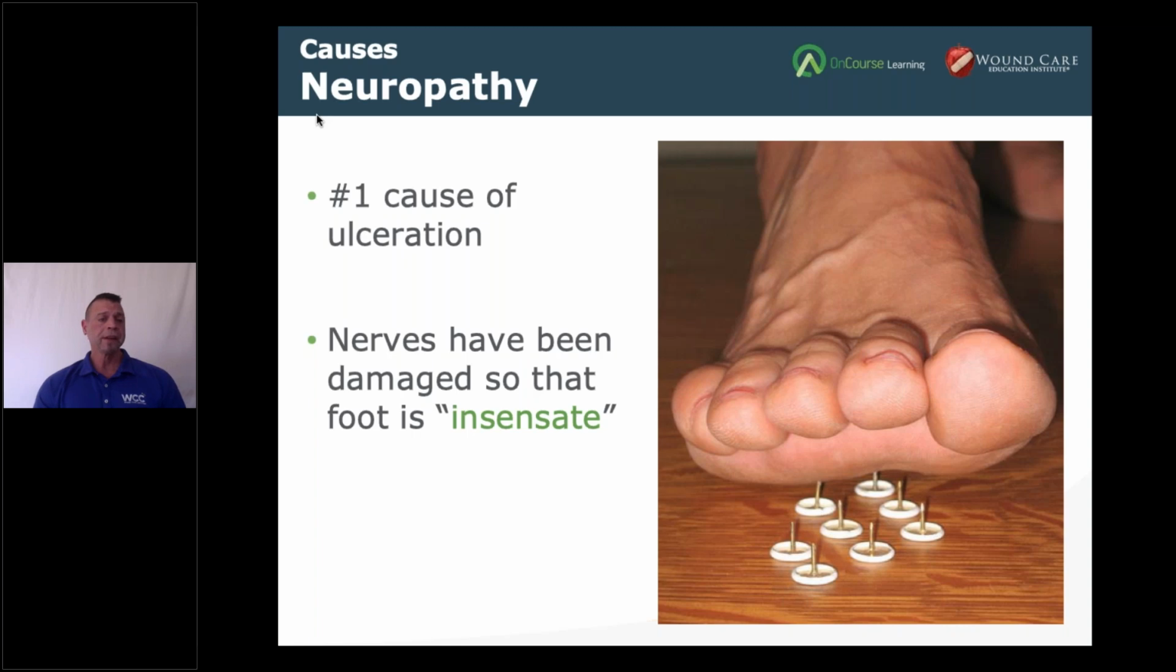Now, unfortunately, diabetes is not the only cause of neuropathy. It's only about 1/3 of the time that neuropathy is caused by diabetes. Other causes are things like alcoholism, Lyme disease, chemotherapy. All these different things can also potentially cause neuropathy as well. But obviously, we're focusing today on diabetes.